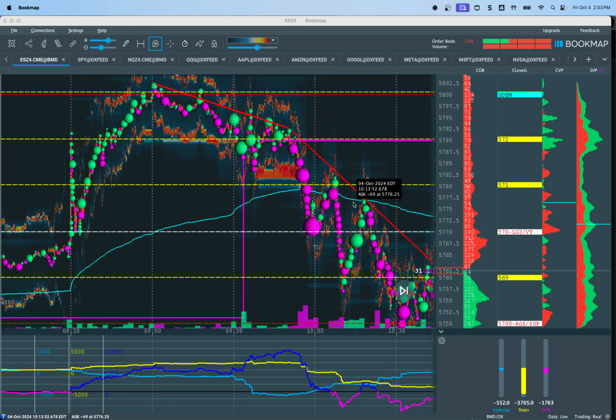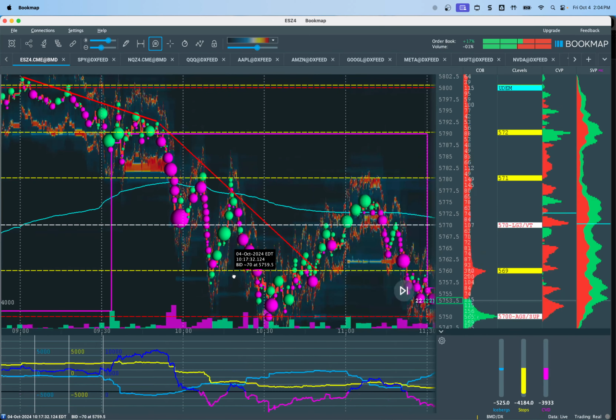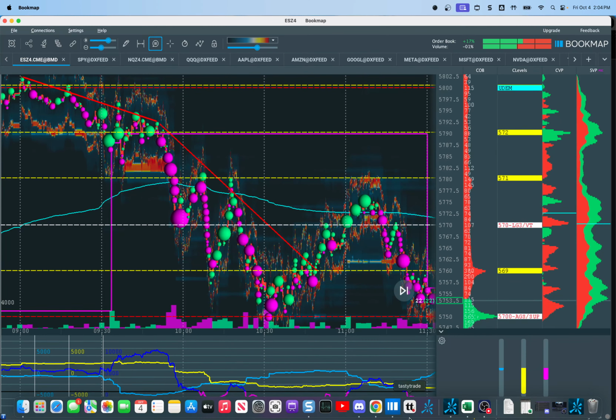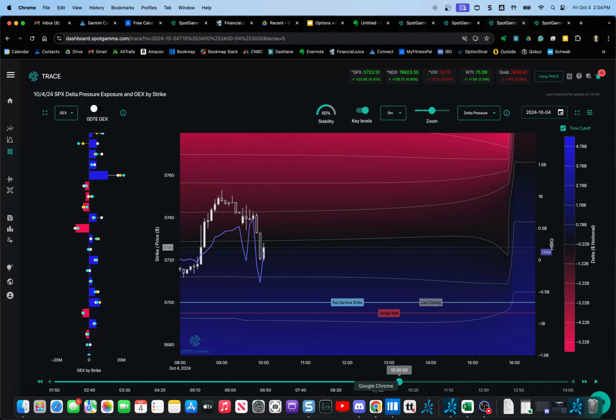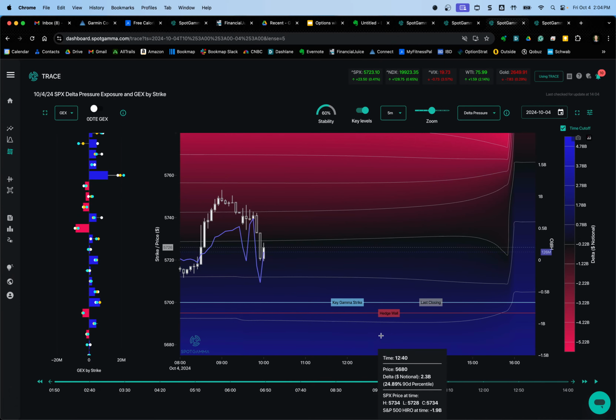So a variety of signals. First of all, S&P 500 moving up into that negative delta pressure selling zone. 9:50, Hero signal turns negative, negative delta, bearish. Aggressive sellers start to come in, price moves lower and finds support right around 5,700. So let's go back. Let's go back and look at Trace.